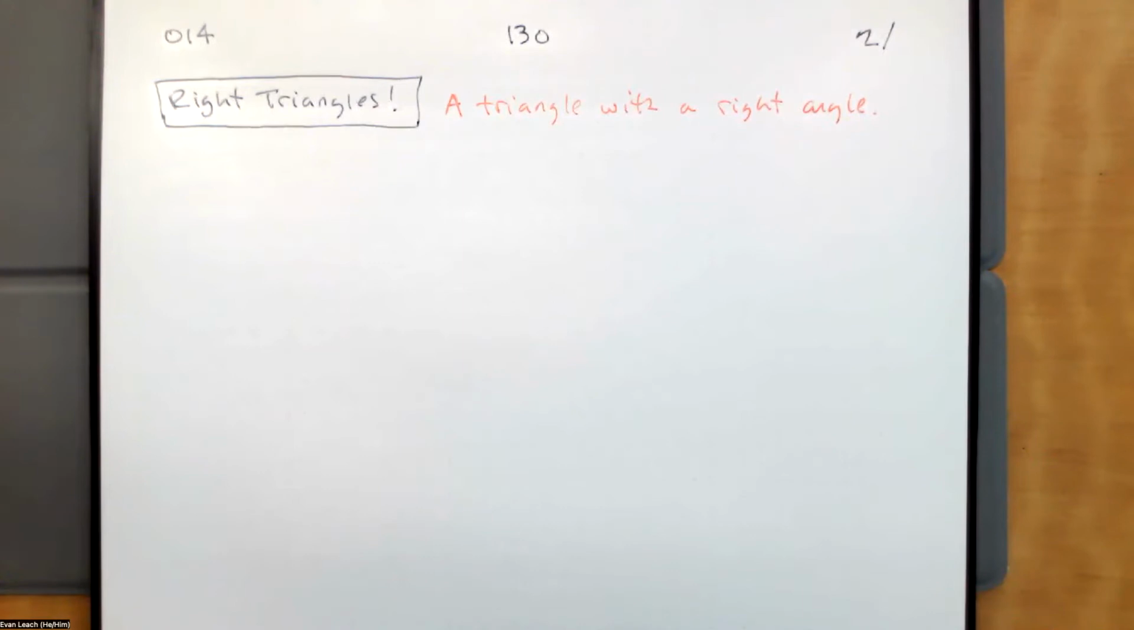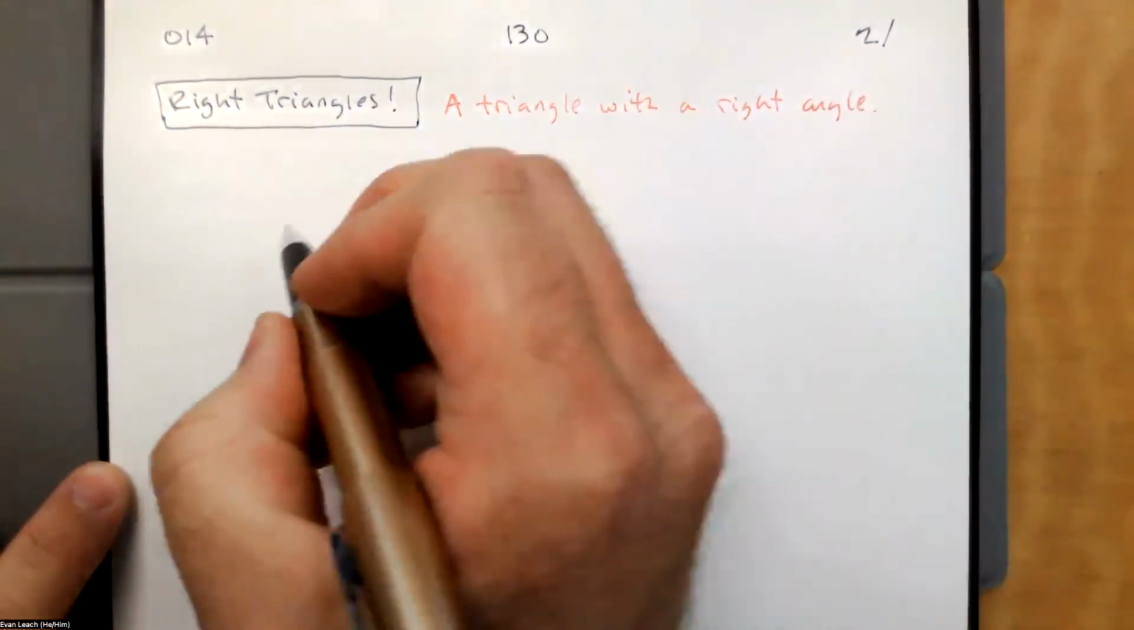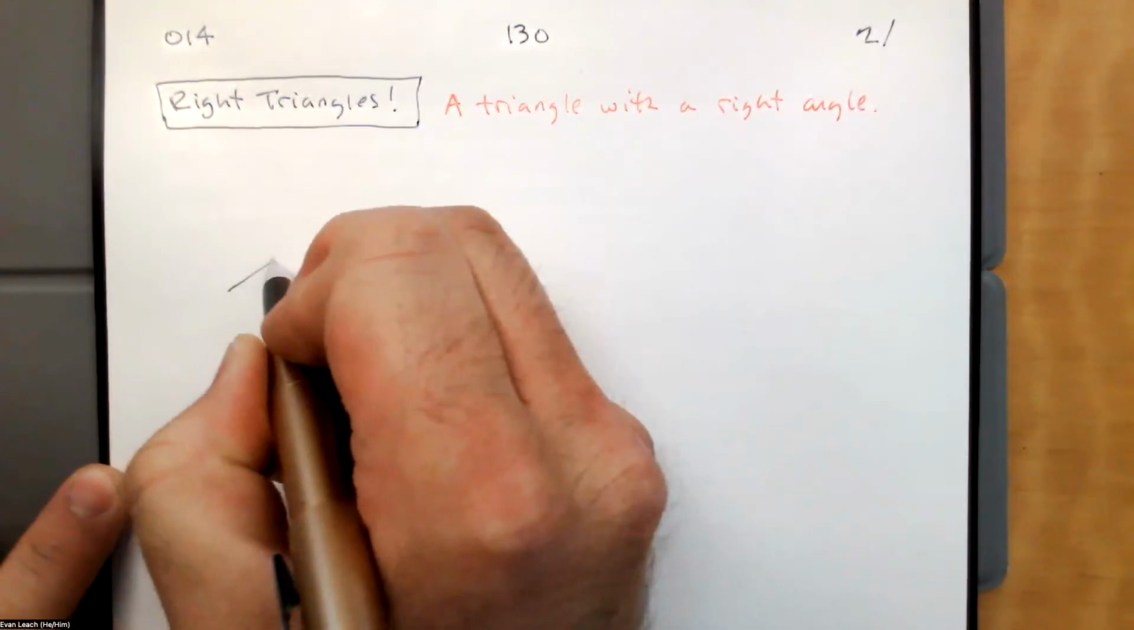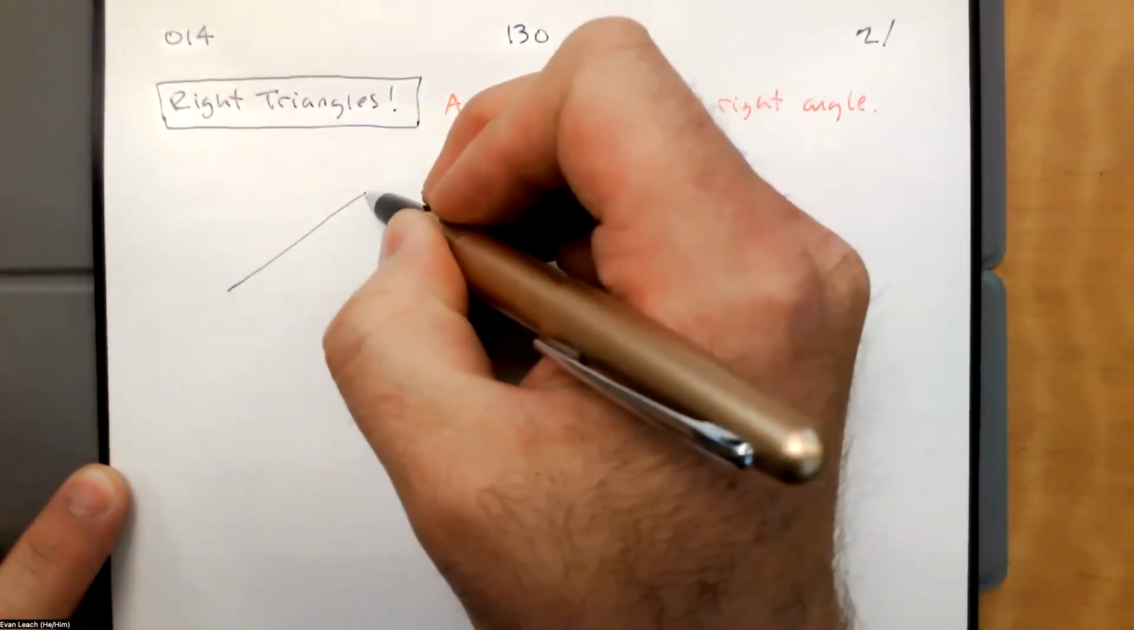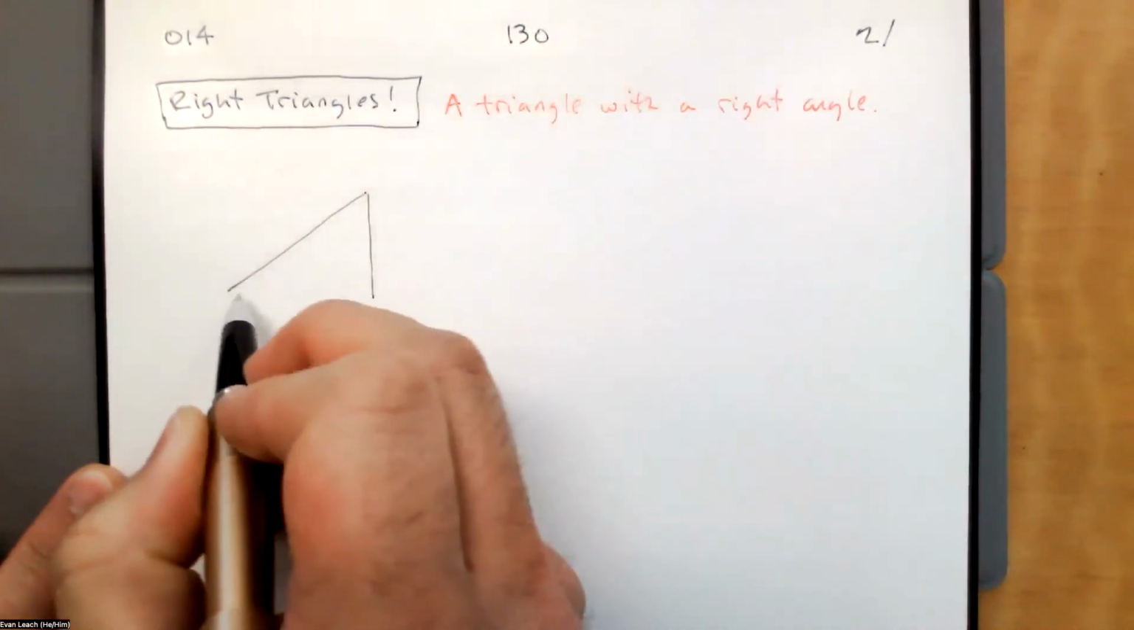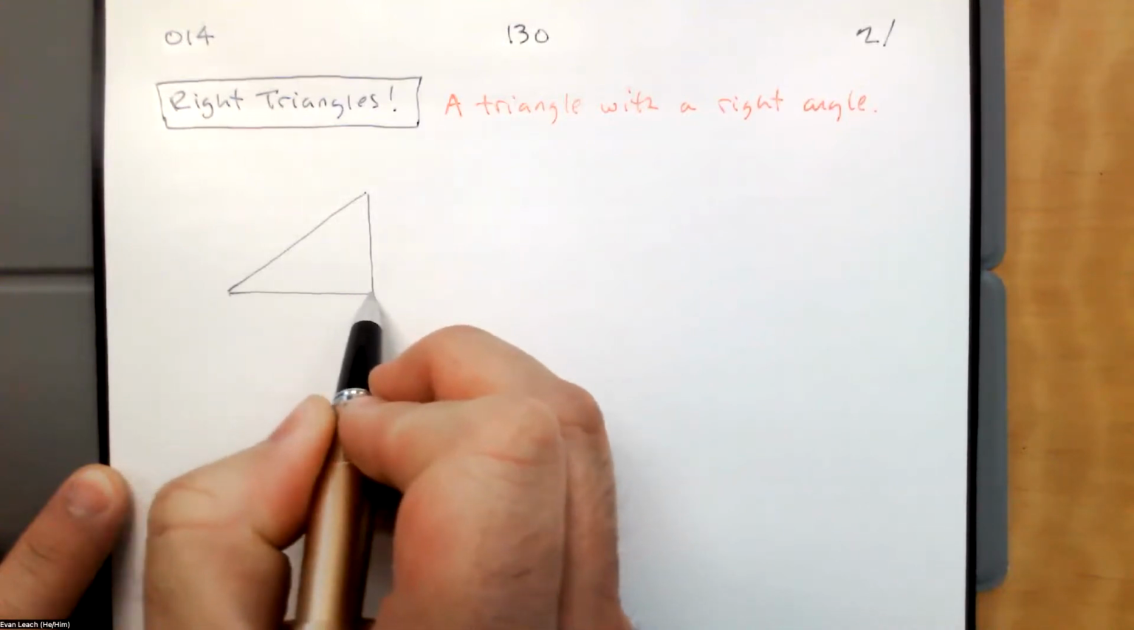A right triangle is just a triangle with a right angle. One of the angles is a right angle. I usually draw my right triangles like ramps from left to right.